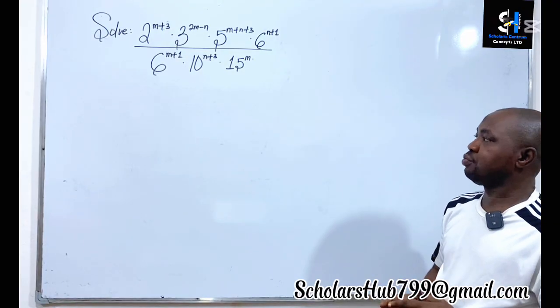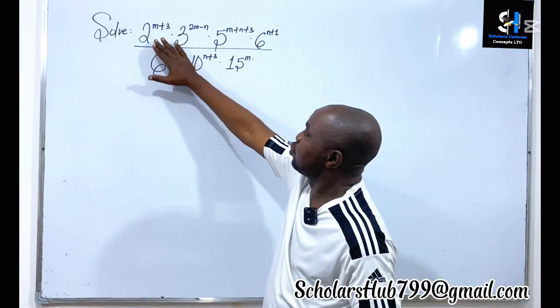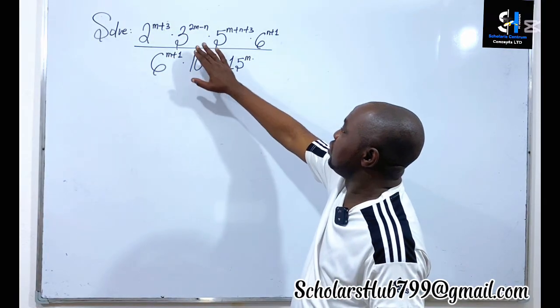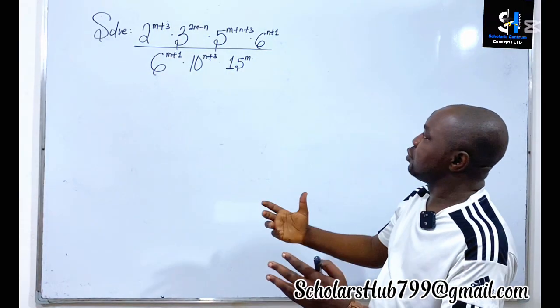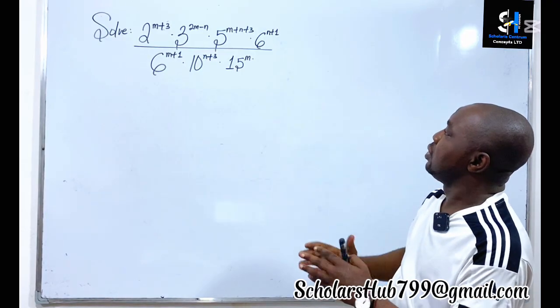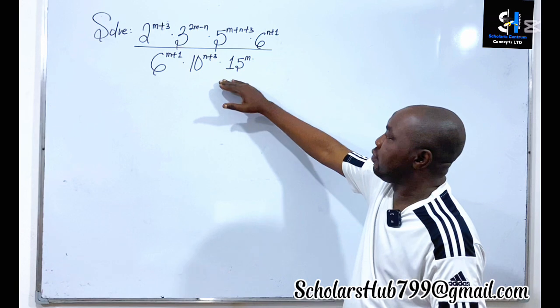Now let's solve this complex rational indicial expression. We have 2 exponent n plus 3 multiplied by 3 exponent 2n minus n times 5 exponent n plus 3, multiplied by 6 exponent n plus 1, then all over this.